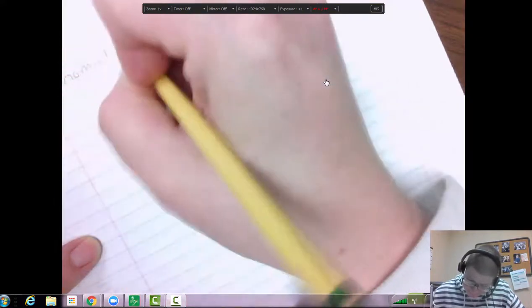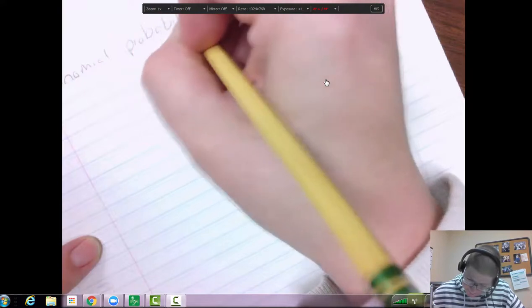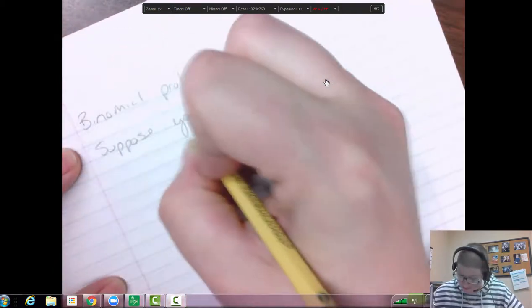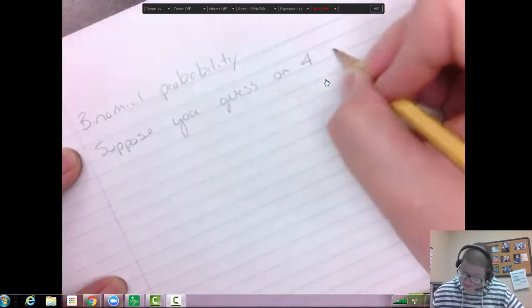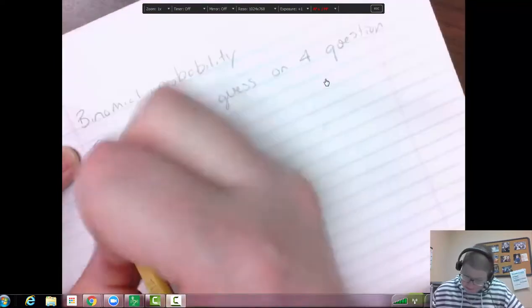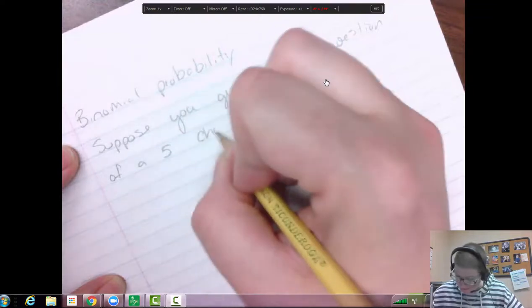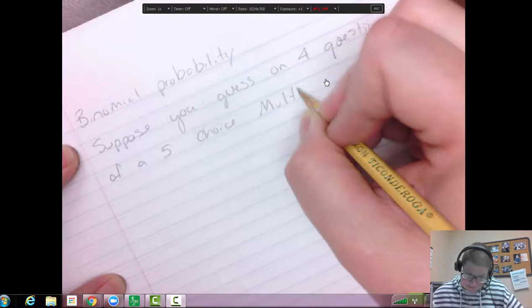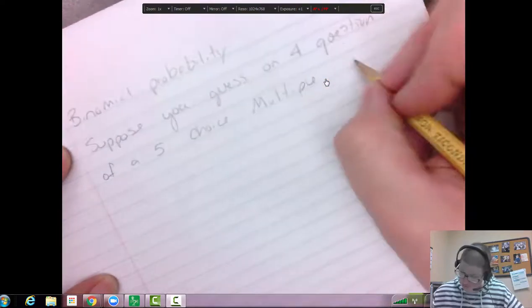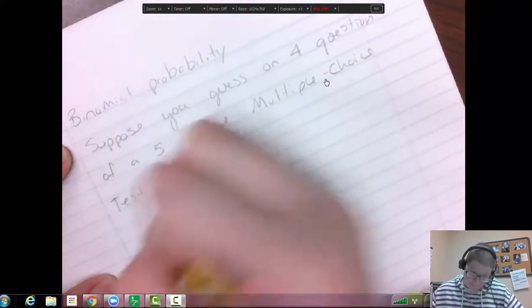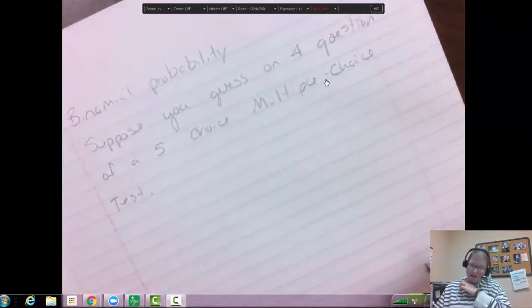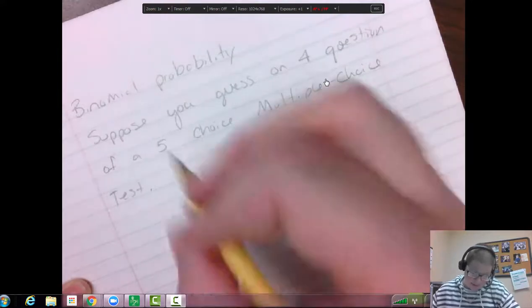Now let's do one problem that you apply the binomial probability. Okay, so this is binomial probability. Okay, so for this one, suppose you guess on 4 questions of a 5-choice multiple choice test. Okay, so suppose you guessed on the 4 questions of a 5-choice multiple choice test. For 4 questions, n equals 4.